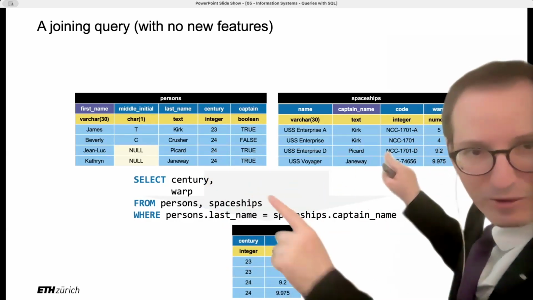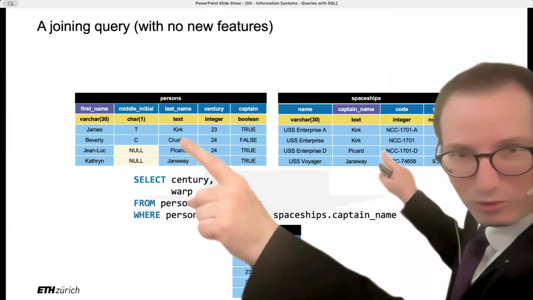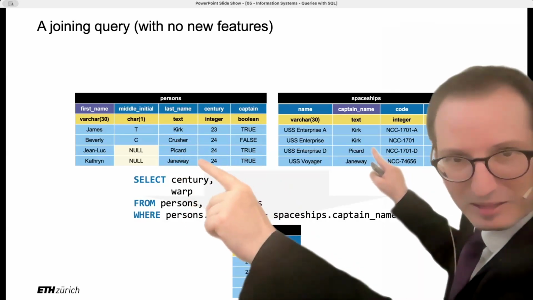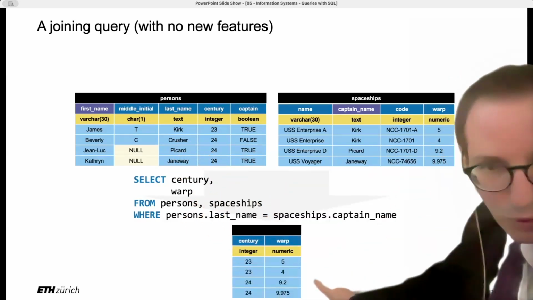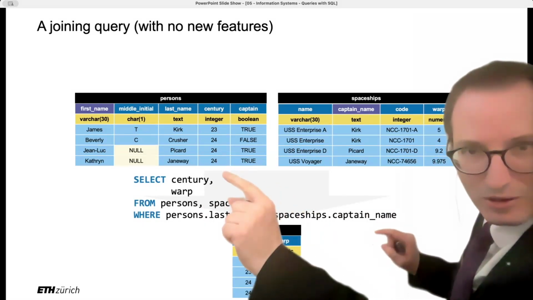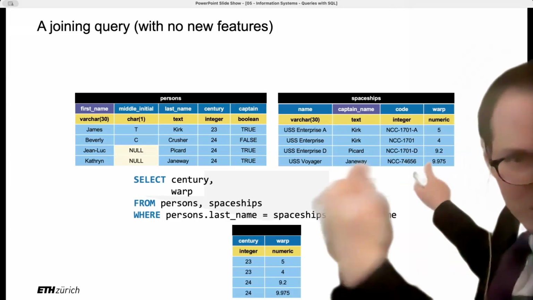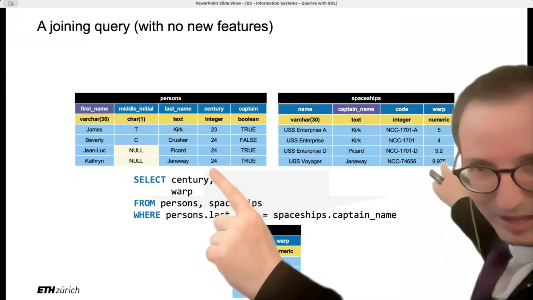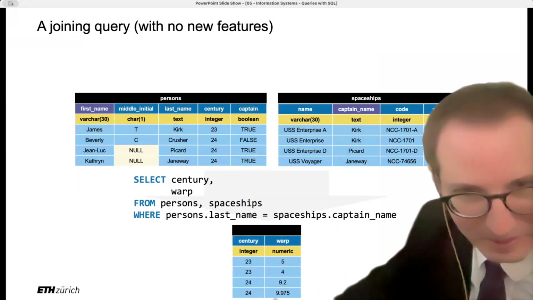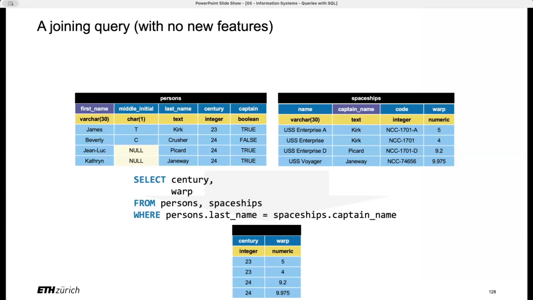Then I have what other match? So Picard, Crusher doesn't match. So Picard. That gives me 24, 9.2. And then I have Janeway with 24, 9. Yeah, the 10 is the asymptote for that. So 9.975 in here, right? So that is a theta join. Who agrees? That's a Cartesian product followed by a selection. Okay? So that's the good news, right?